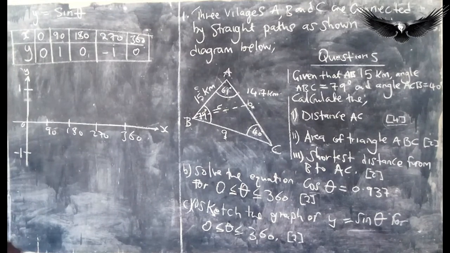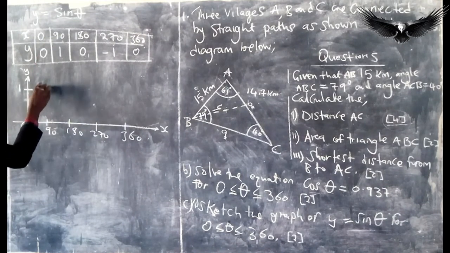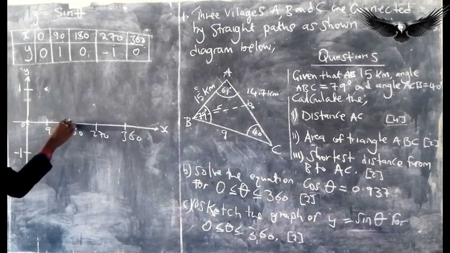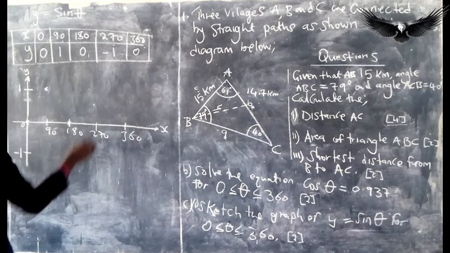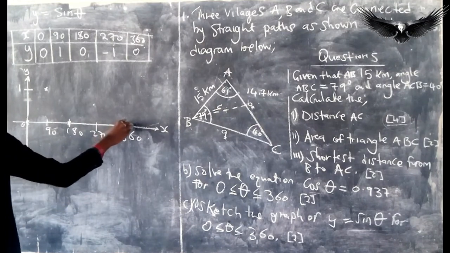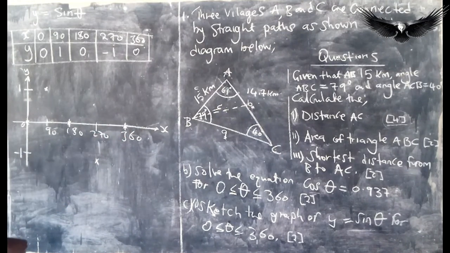Then you begin to sketch. The first point is 0, 0, which is right here. Then the next one is 90, 1, which will meet somewhere there. Then you go to 180, 0, which is there. Then you go to 270, negative 1, that is at the bottom here. Then 360, 0, which is this one here.